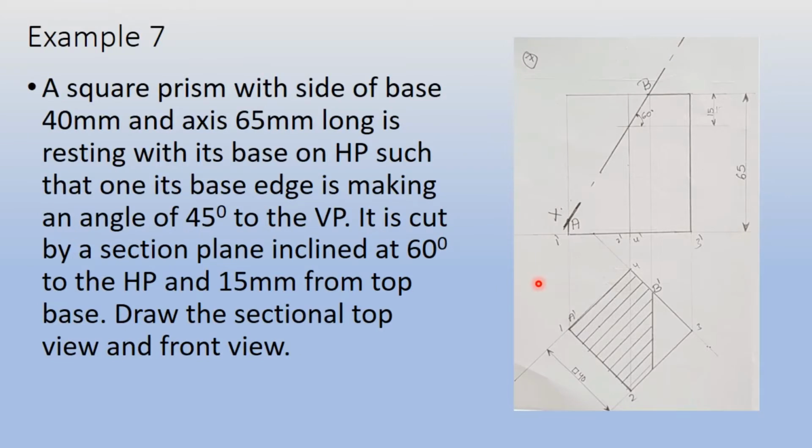This is the final solution of square prism directly resting on its base on HP with one of the edges inclined at 45 degree to the VP. Here the inclined plane, as you can see, is the inclined cutting plane 60 degree to the HP, and this distance is 15 mm given. This is the sectional top view.